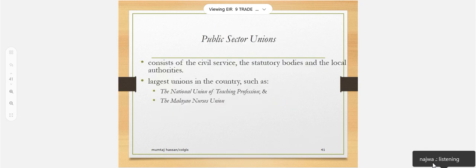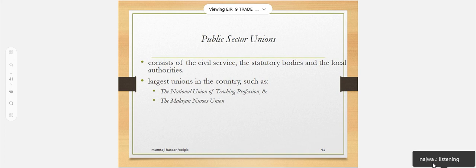Okay, the private sector is all about companies and organizations. In the public sector, we have the civil service, statutory bodies, and local authorities. And the largest, according to, I'm not sure what the statistic is, is the Teachers Association.